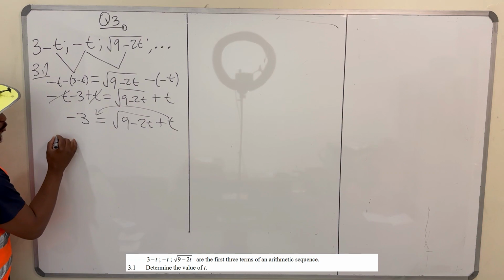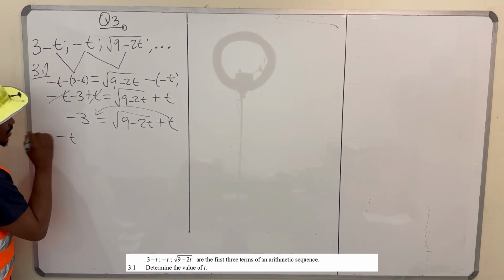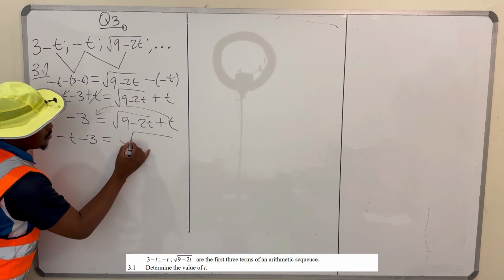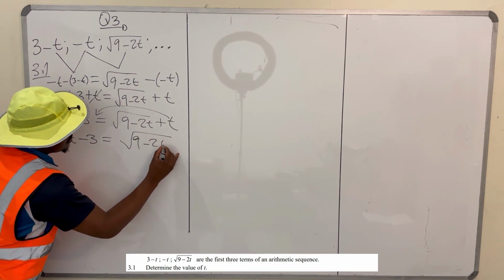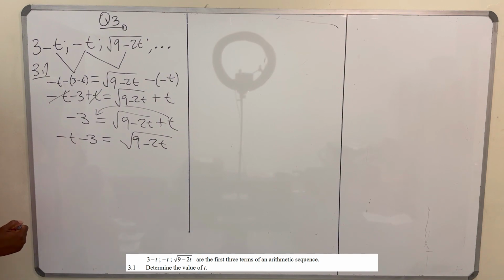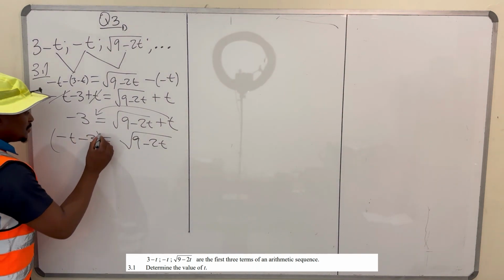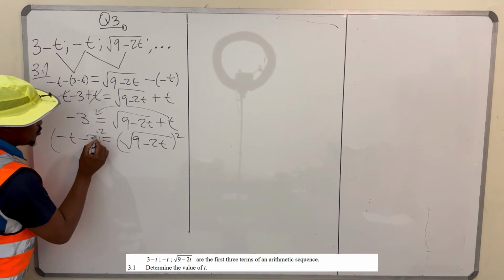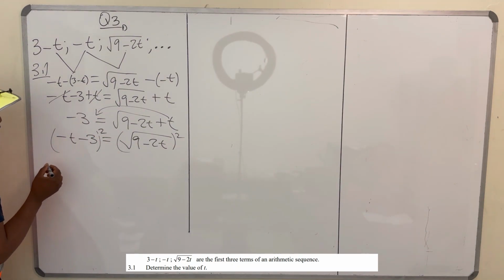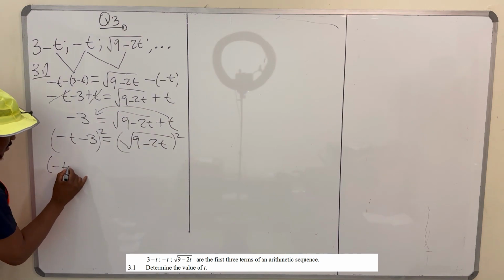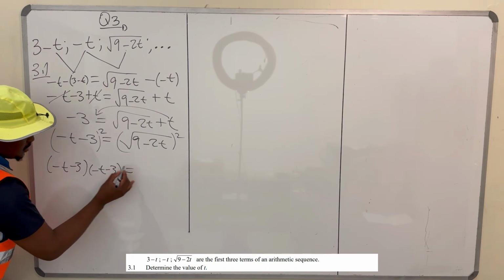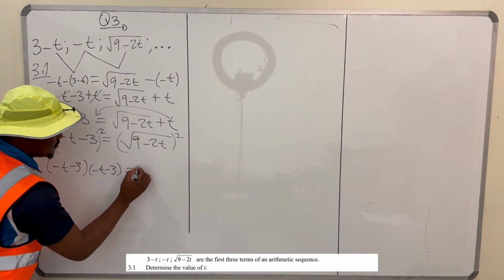So what do we have? We have minus t minus 3 is equal to the square root of 9 minus 2t. So from here we can square both sides now. This is a 2. So what do we have? This side you have minus t minus 3 times minus t minus 3, right? It's equal to what? 9 minus 2t.